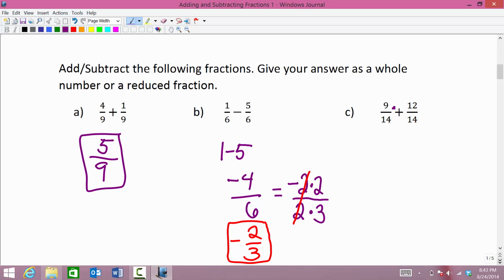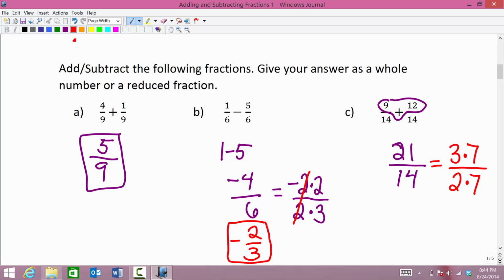Part C, we have 9 out of 14 size equal pieces plus 12 out of 14 equal pieces. We will add our numerators together. 9 plus 12 gives me 21, all over the same size pieces, 14. We want to reduce. We'll break 21 into primes. It's 3 times 7. 14 is 2 times 7. We will cancel out our common factors of 7, and we end up with a final answer of 3 over 2. We always want to reduce our fractions.